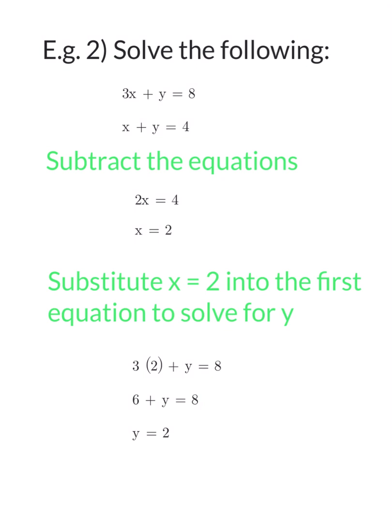Substitute x equals 2 into the first equation to solve for y, and we get 3 times 2 is 6. 6 plus y equals 8. Subtracting the 6, we get y equals 2. So the solution for this set of simultaneous equations is x equals 2 and y equals 2.